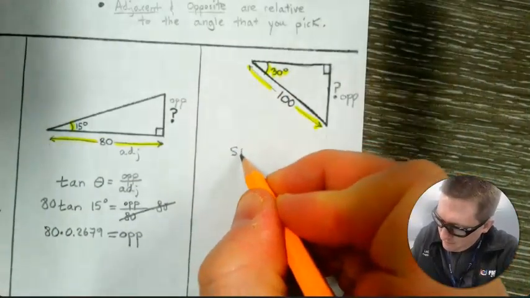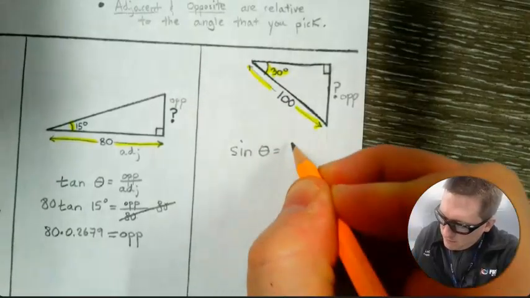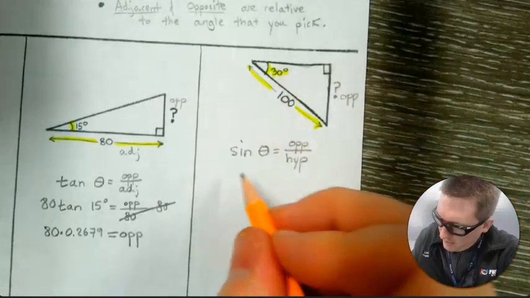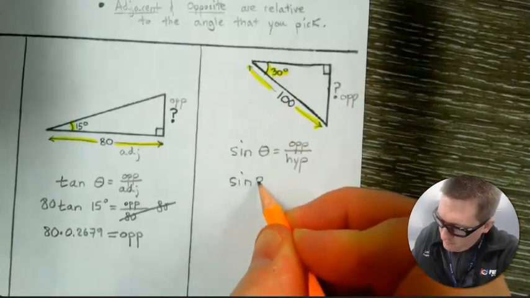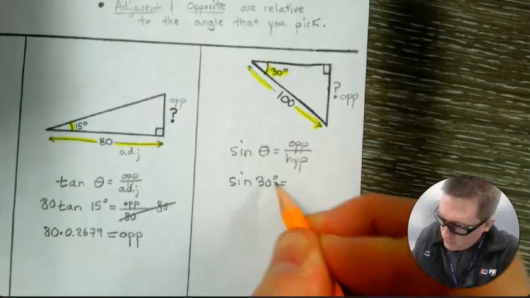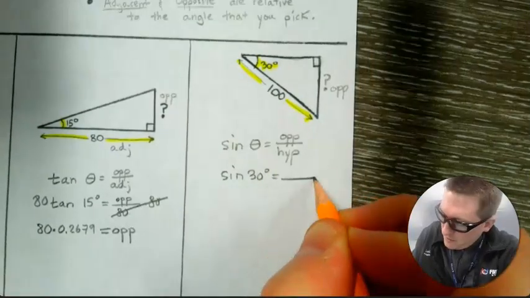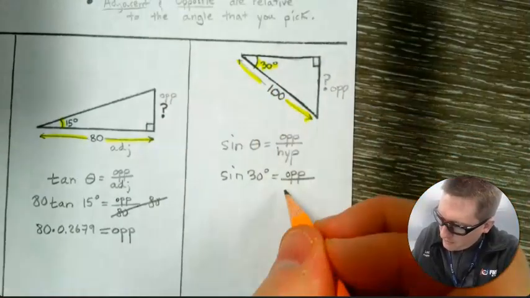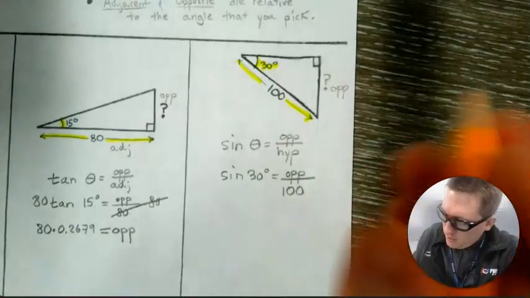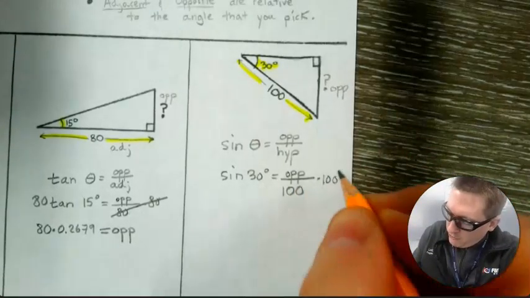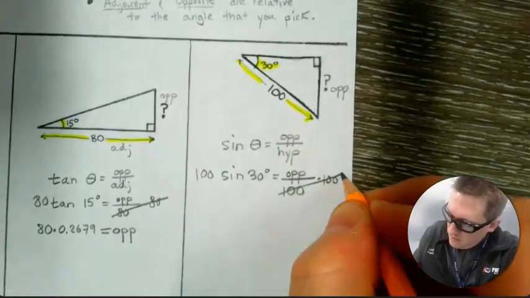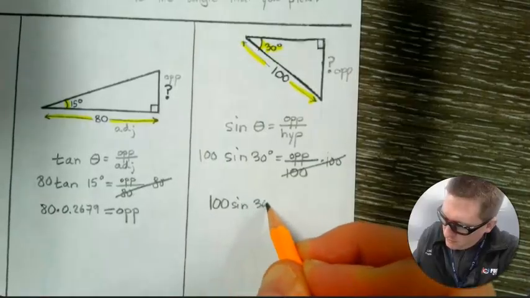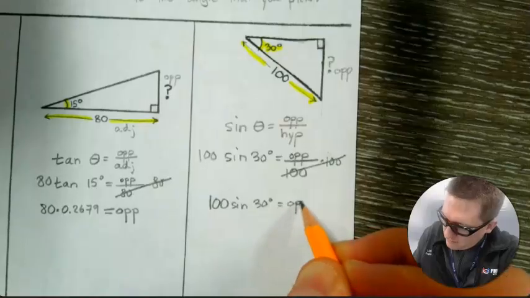Sine of theta equals opposite over hypotenuse. And sine of 30 degrees. I'm going to use degrees every time I use degrees. I don't know the opposite side, so I'm going to leave it blank. And my hypotenuse is 100. I'm solving for an opposite. I'm going to multiply by 100 on both sides. And now I have 100 sine of 30 degrees equals opposite.